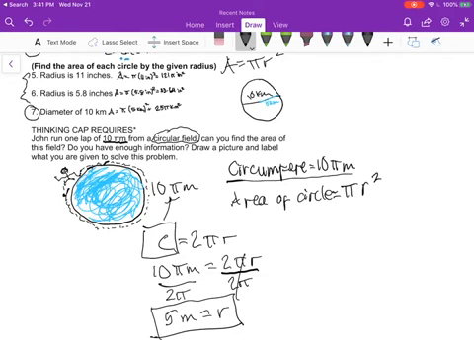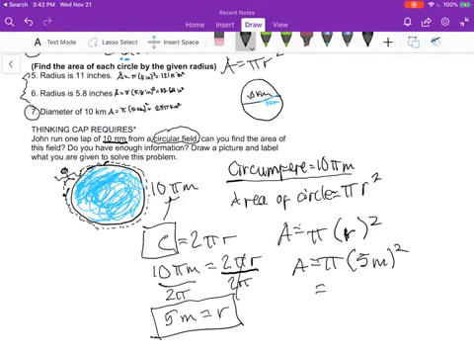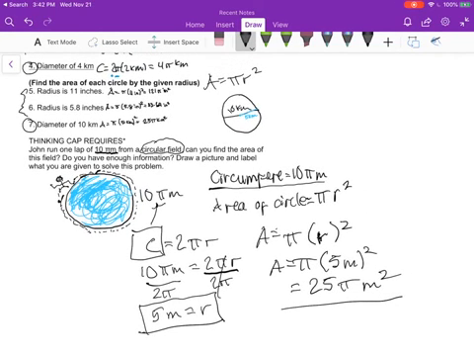Now, can we find the area? Of course we can, because area is pi times radius squared. And we already found our radius, which is 5 meters. So pi times 5 meters squared is equivalent to 25 pi meters squared. So this is the area of the circle given the circumference of 10 pi meters.